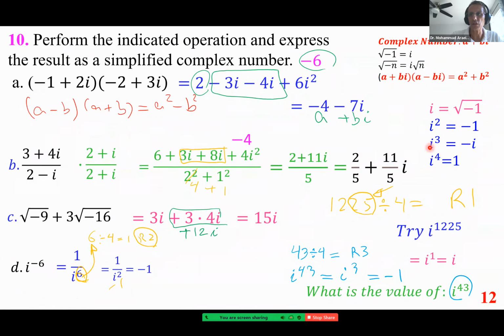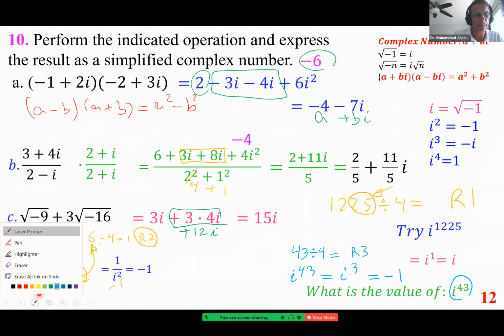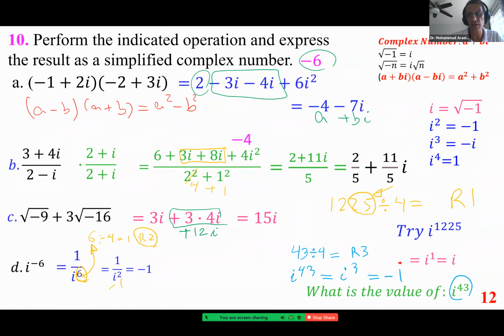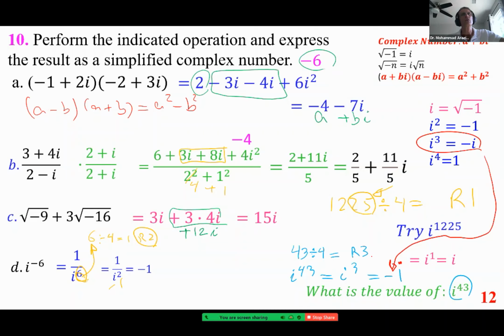That's why I gave you this. We must know that i cubed is negative i. I put negative i, didn't I? It's negative i. i cubed is negative i. All right, so that's how you deal with powers of i.